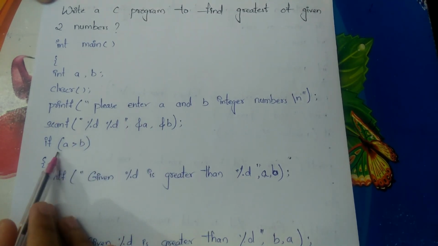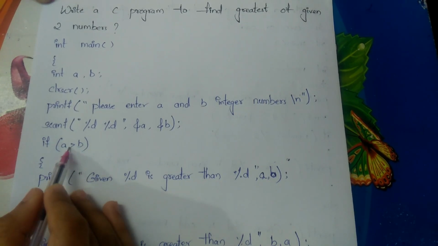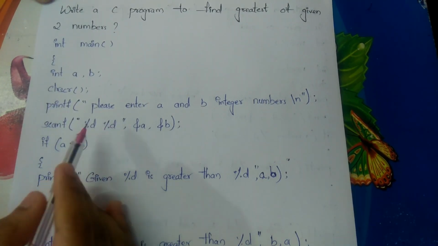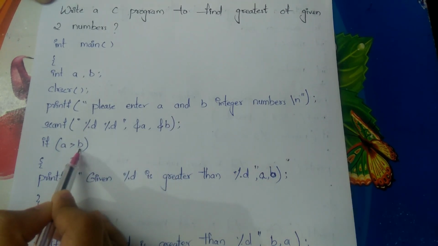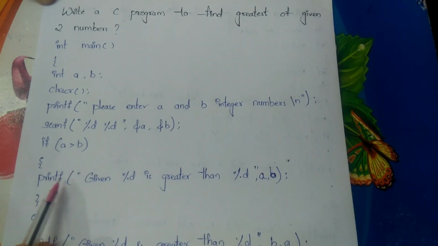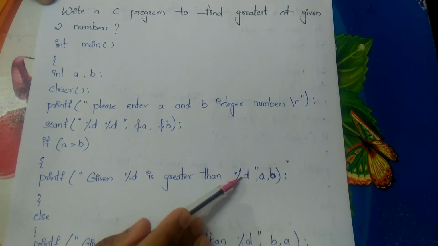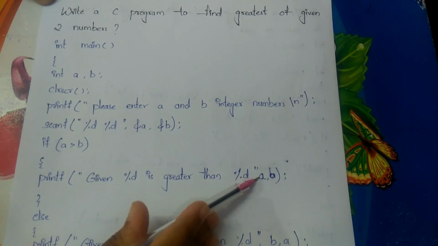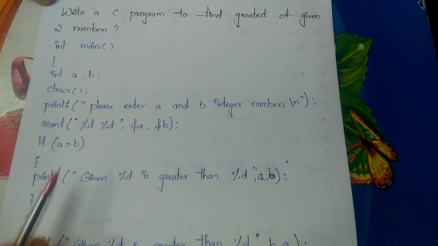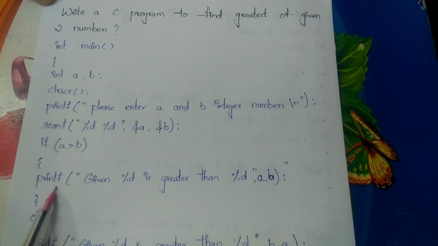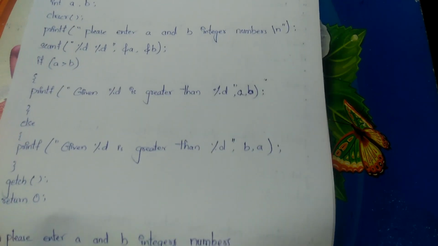Now the next is the condition. If a is greater than b, this is the test condition. If, for the values we gave from the console, a is greater than b, then it prints with printf: given %d is greater than %d. The first %d is for a and the second %d is for b. Whenever this test condition is true, this printf statement will be executed.